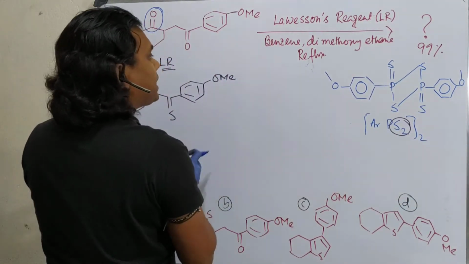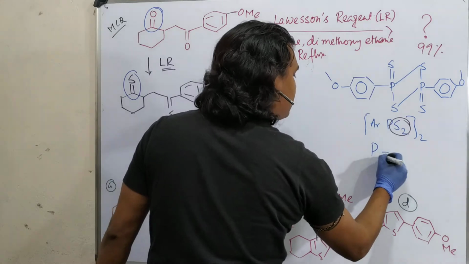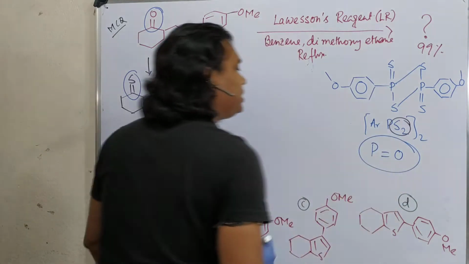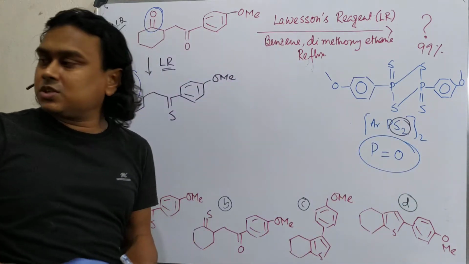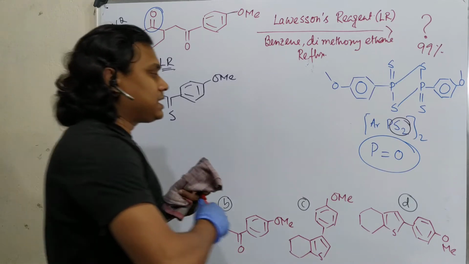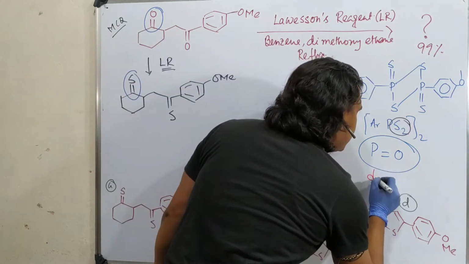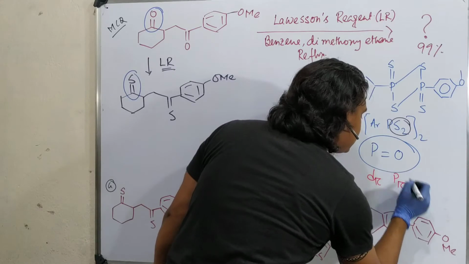That other product is the phosphorus oxygen bond. And by the way, the phosphorus oxygen bond is very stable. Why? Because it has d-pi p-pi back bonding. D-pi p-pi, what do I mean by the statement?